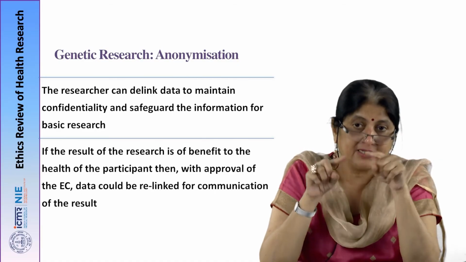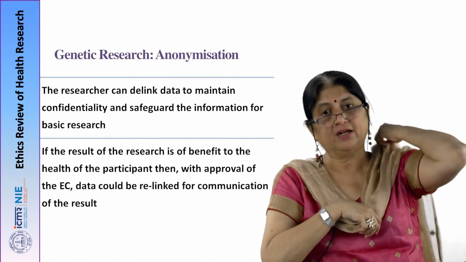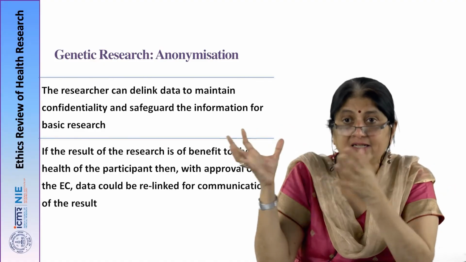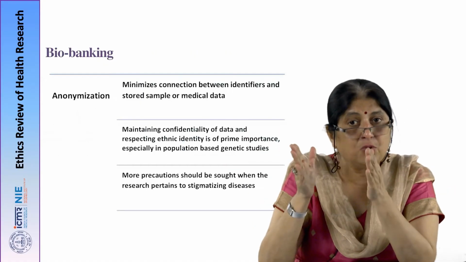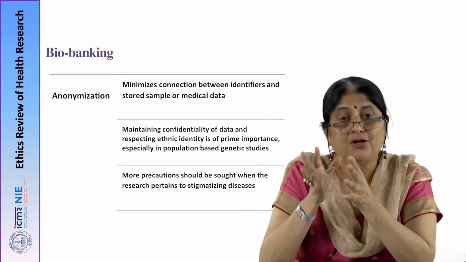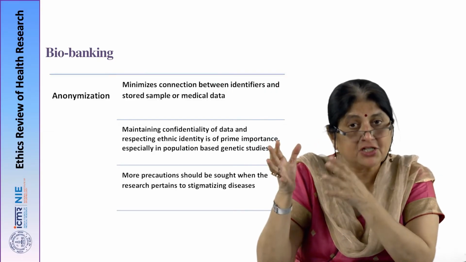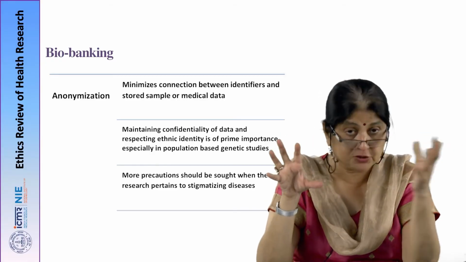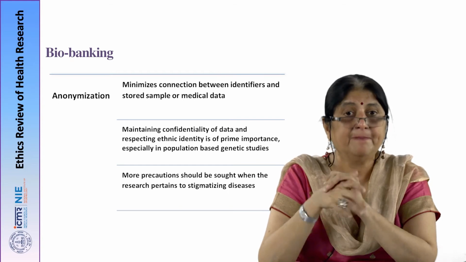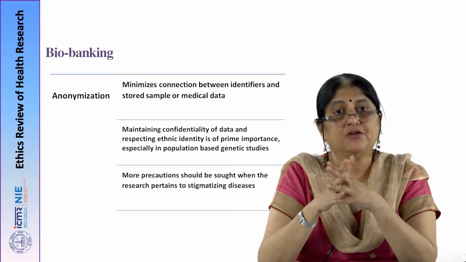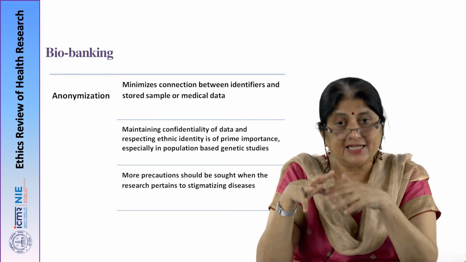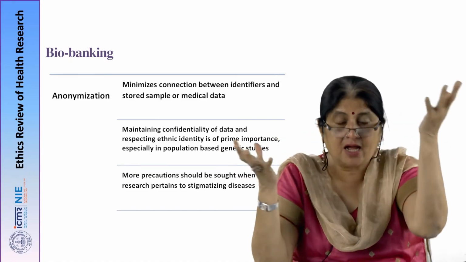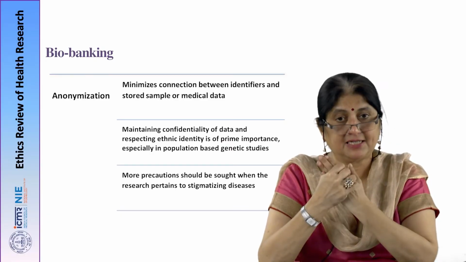But the relinking should be done with the approval of the EC if, for example, the result needs to be communicated. The same holds true for anonymization of biological samples, where anonymization helps to minimize the connection between identifiers and stored samples, or medical data for that matter. Maintaining confidentiality of data and respecting the identity of the individual is of prime importance, especially if you're doing large population-based genetic studies.